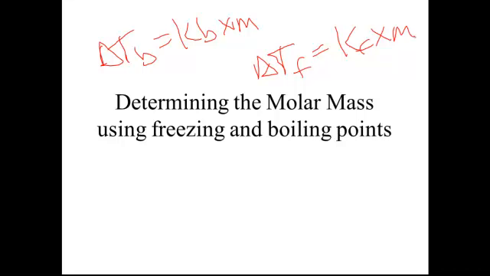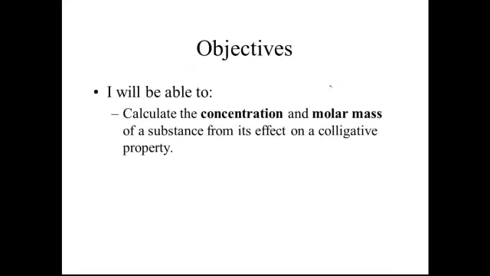So now we're going to keep using these same equations, but we're going to be doing something a little bit different. We're going to be talking about the molar mass of a substance. When you're dealing with solutions and they're talking to you about molar masses, one of the ways you can determine the molar mass is based on the freezing and boiling point of the solution. So we're going to be able to calculate the concentration of a solution and the molar mass of a solution based on the colligative properties that we have found.